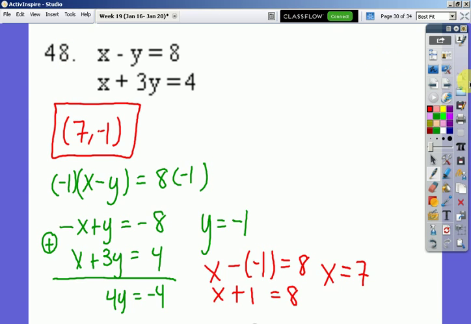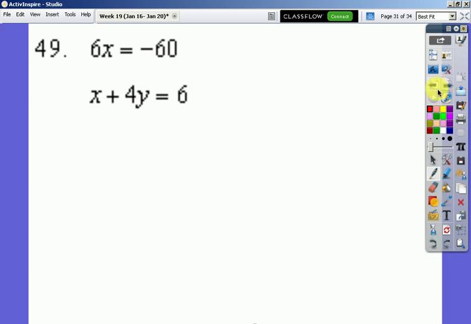So, another one, I think. Here we go, we have one more. Now, what's a good method to use here? You could use elimination. I would use substitution, actually. Get x by itself, isolate x, and then just plug x into the second one.